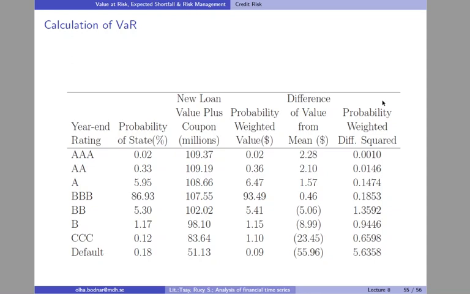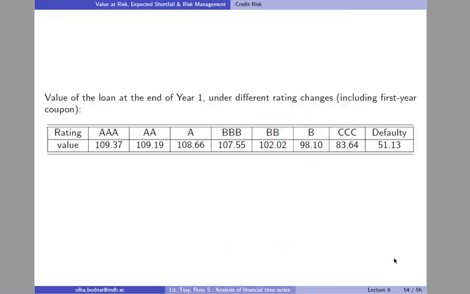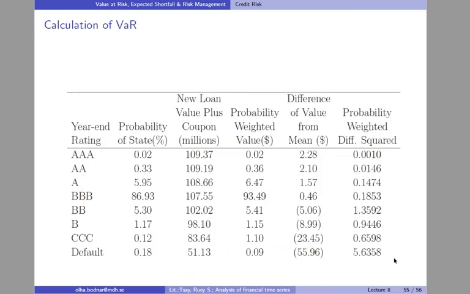So for our value at risk, a new loan value plus coupon, this is given in $1 million, by the way. I was thinking $100 isn't a very small amount. It is indeed. So this is actually measured in $1 million. So yeah, after getting our nice coupons and everything, the new loan value is given like this.